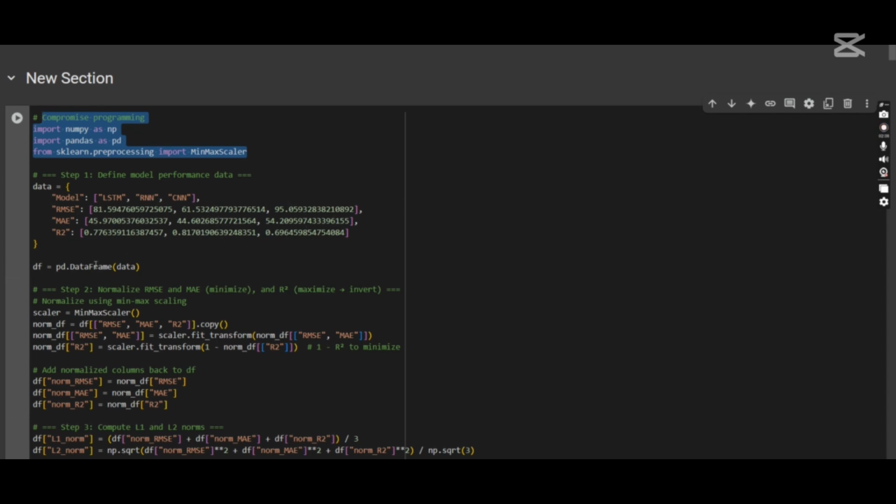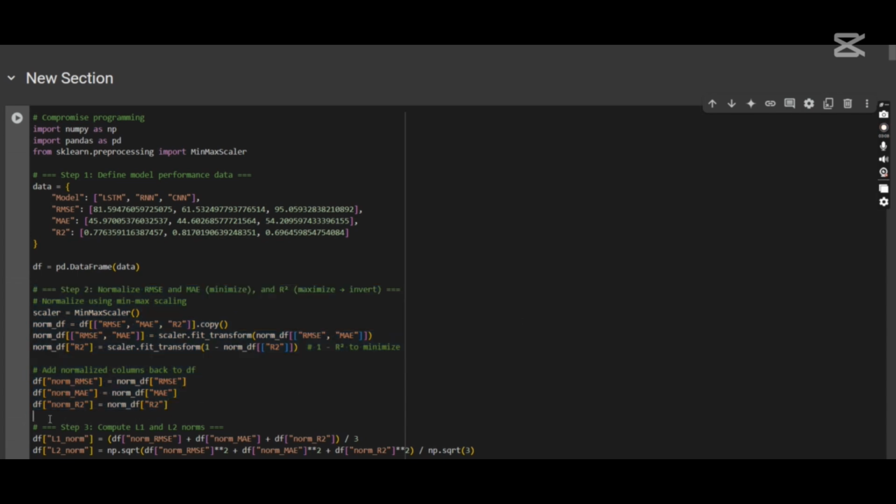So now the data is basically uploaded to the data frame of the Google Colab, and now the R square is normalized by using the min-max scaler technique. R square is considered a maximize objective, while root mean square error and mean absolute error are minimize objectives. So this piece of code is basically for this purpose.